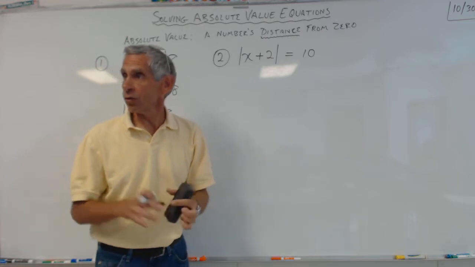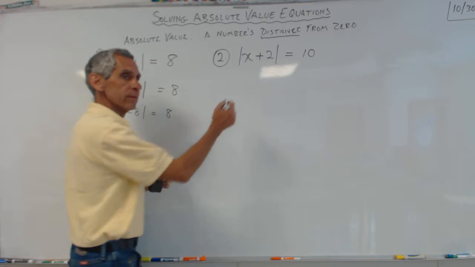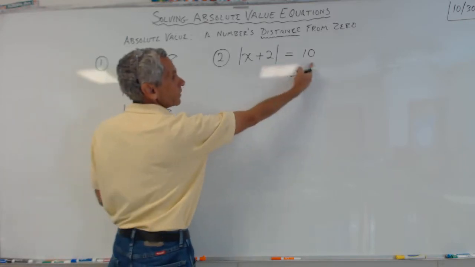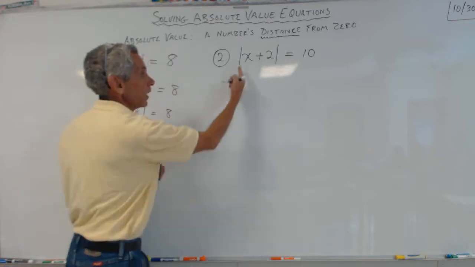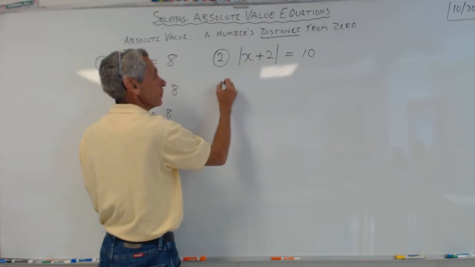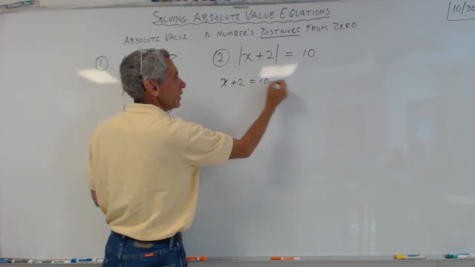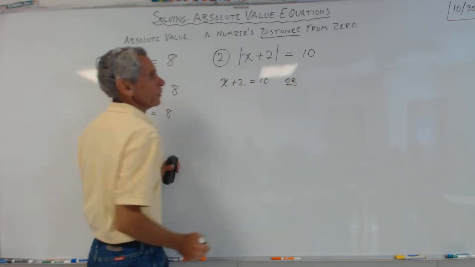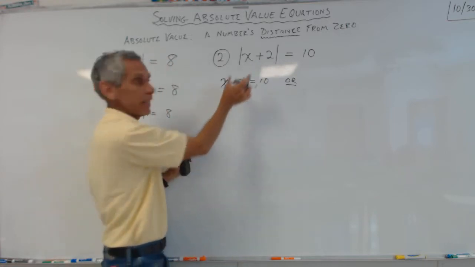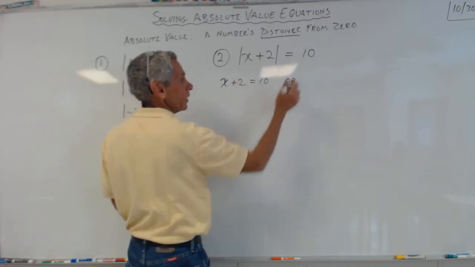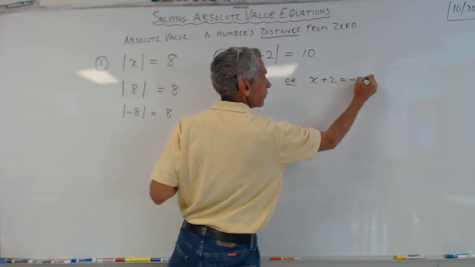You with me? So this is what you do. You write two equations. You're always going to have two answers. The first equation is exactly like this without the absolute value signs, because I know x plus 2 could equal 10. So you write x plus 2 equals 10. Then you write the word or. And remember, x plus 2 could also equal negative 10, because the absolute value of negative 10 is also 10. So I'm going to say x plus 2 equals negative 10.